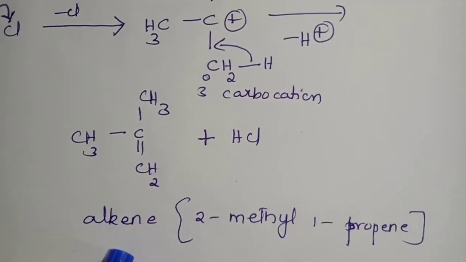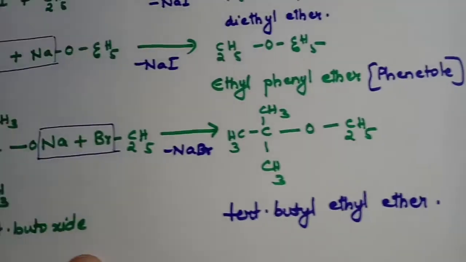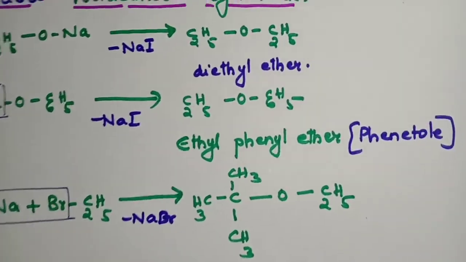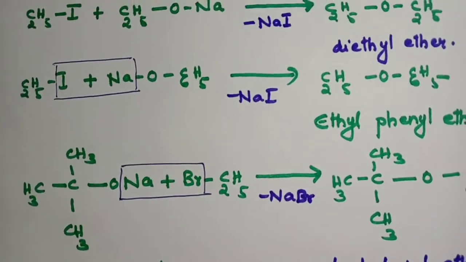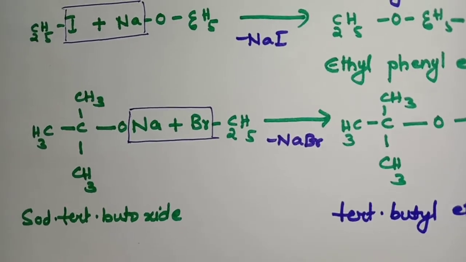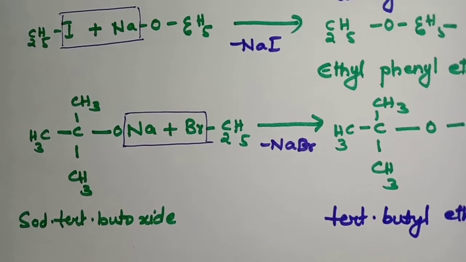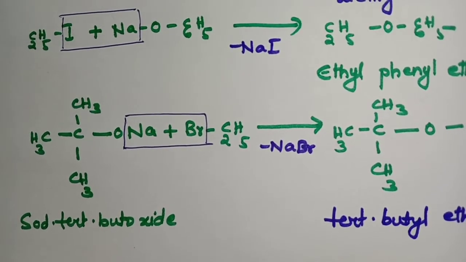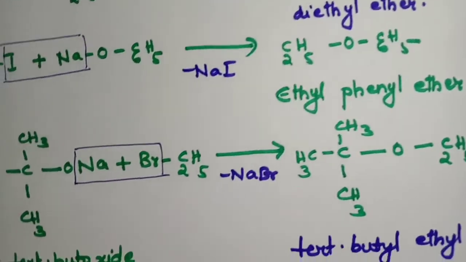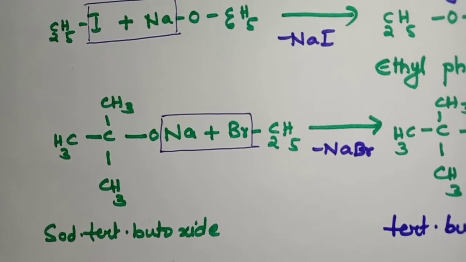That means an alkene is obtained, which is called 2-methyl-1-propene. Okay, so in order to prepare tertiary butyl ethyl ether, what should we do? Note down this point. We should start with sodium tertiary butoxide and ethyl bromide, but not with tertiary butyl bromide and sodium ethoxide. So just follow this reaction, not the reverse. Okay, understood?